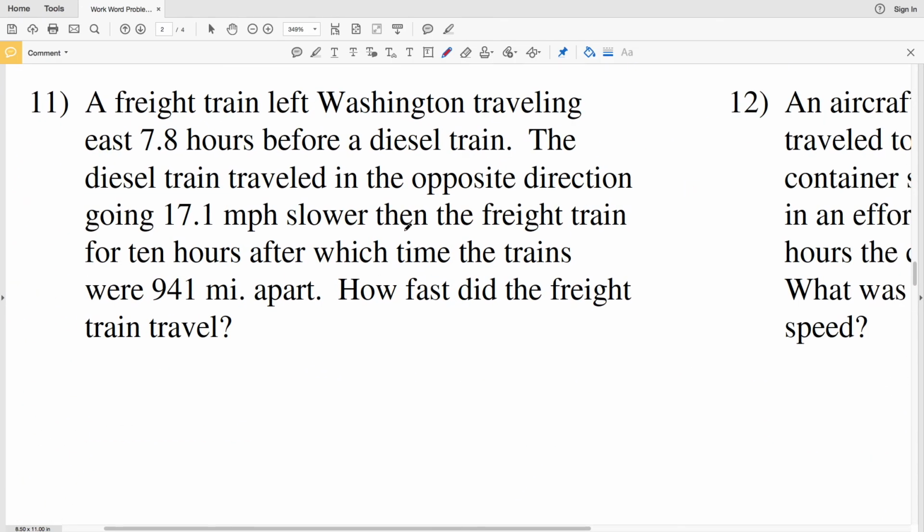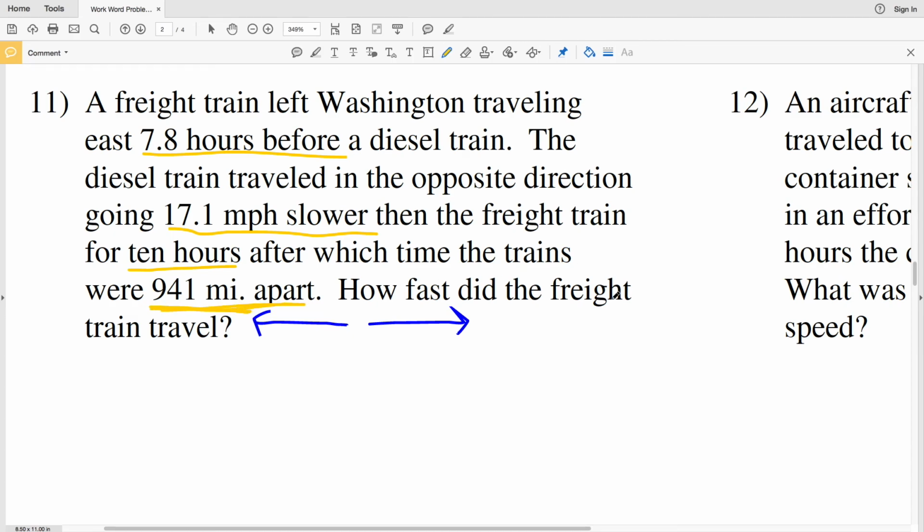In number 11, it says a freight train left Washington traveling east for 7.8 hours before the diesel train. The diesel train traveled in the opposite direction, so one train, the freight train, is going this way, and the diesel train is going that way. The diesel train traveled in the opposite direction, going 17.1 miles per hour slower than the freight train, and it went that speed for 10 hours, after which time both the trains were a total distance of 941 miles apart.